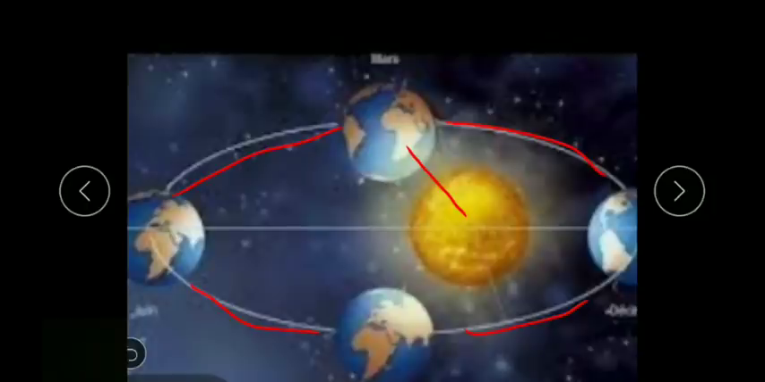How long does the earth take to do so? Come on, tell me. To revolve around the sun, how long does it take for the earth? 365 days and 6 hours to complete one revolution.